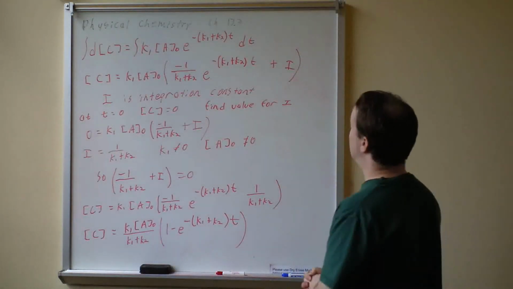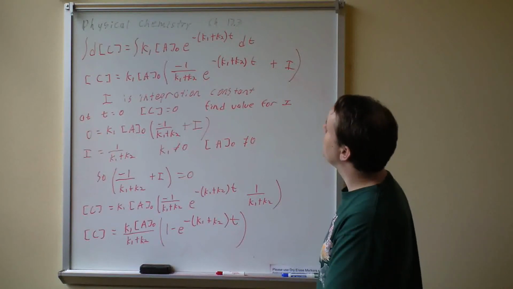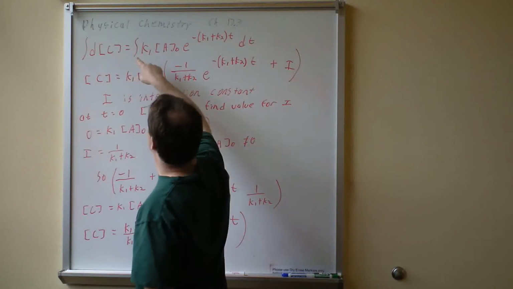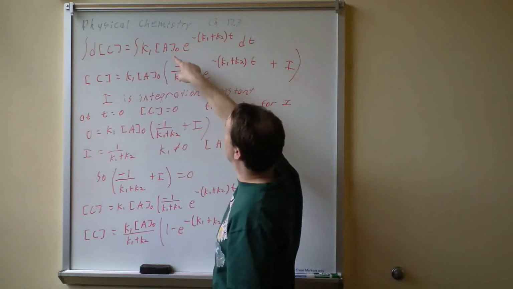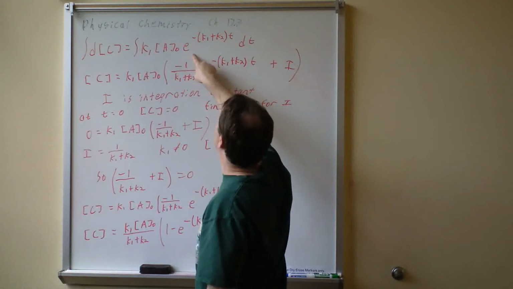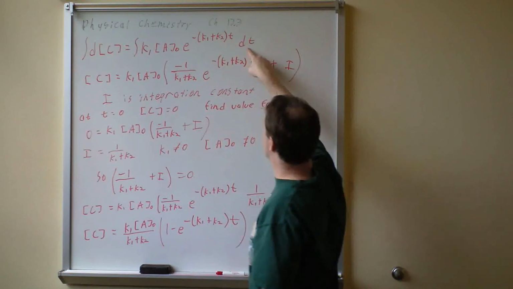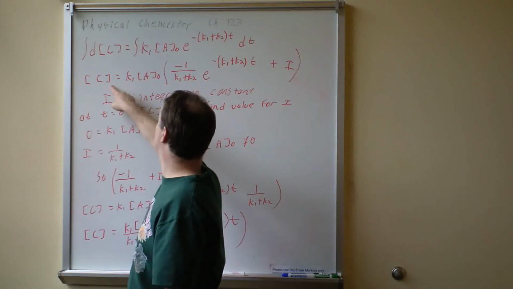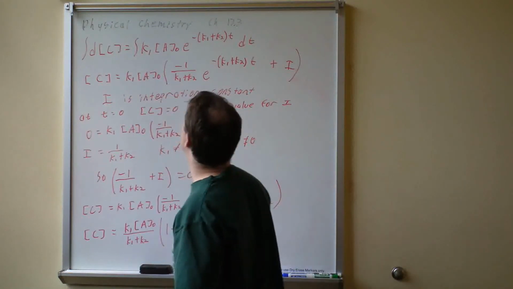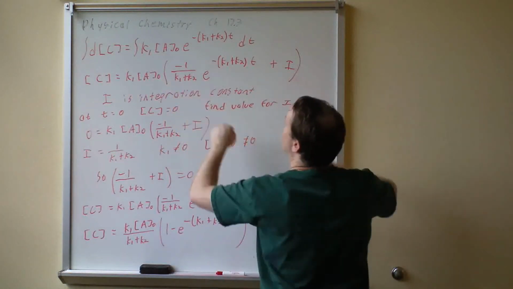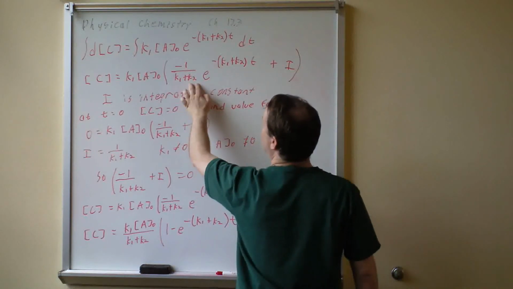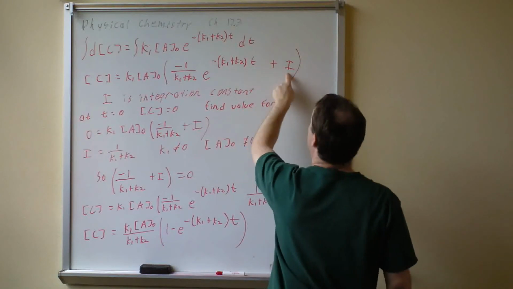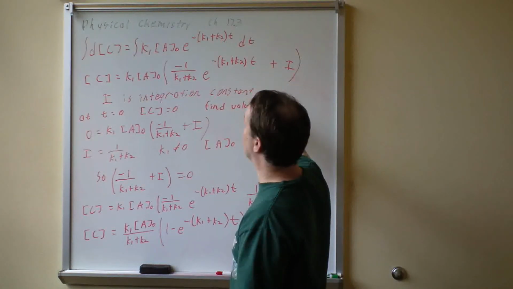Okay, continuing on physical chemistry, chapter 17, section 3. So now we're going to integrate that. So we get the integral of the differential of concentration of C is equal to the integral of K1 times the initial concentration of A times e to the minus (K1 plus K2)t dt. Integrating that, we just get the concentration of C is equal to K1 times the initial concentration of A times this entire quantity here. We get minus 1 over (K1 plus K2) times e to the minus (K1 plus K2)t plus I. I is an integration constant.